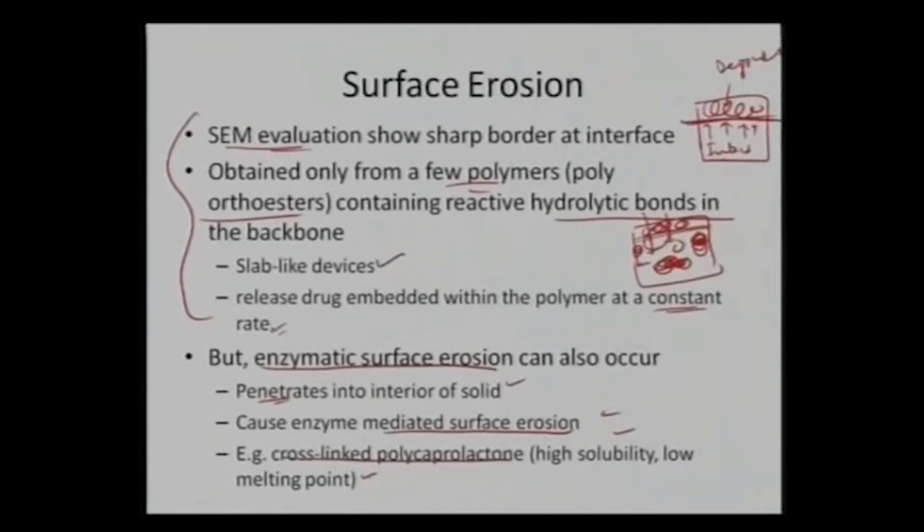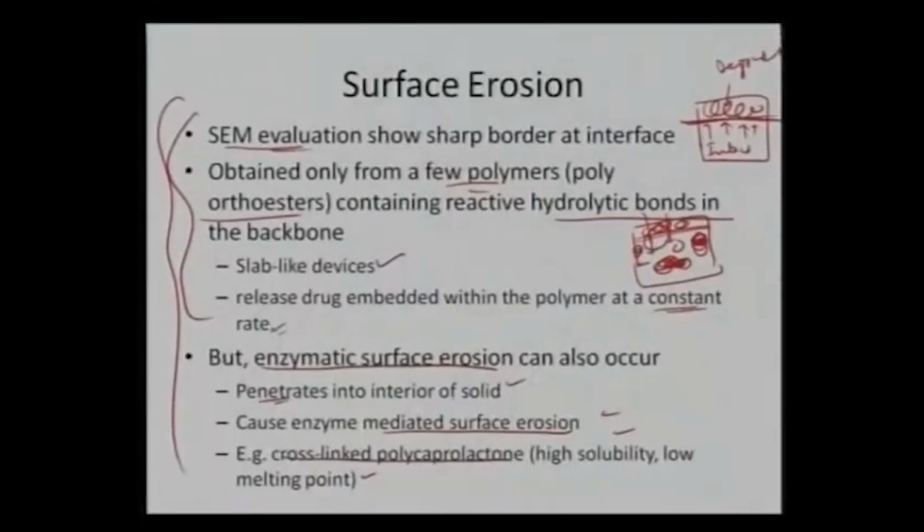In this case, the enzyme can assist in breaking the cross-linking or the backbone, and in that case it can mediate the surface erosion of this particular polymer. So that is what we can see: surface erosion has a very sharp interface, and it can be shown only by a few polymers, so that they can have a controlled rate of degradation.